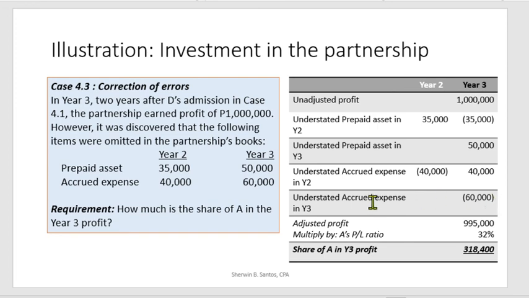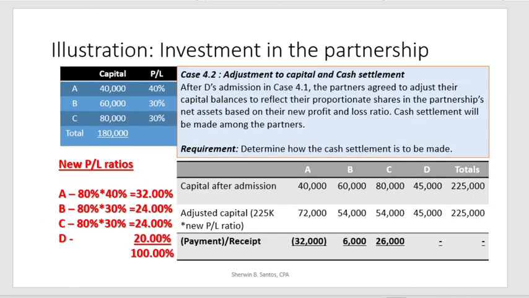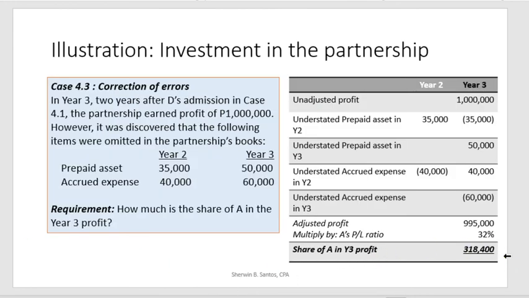Understated yung accrued expenses, ang effect nun ay overstated ang iyong profit. So, ano gagawin mo? Bawasan mo ang iyong profit. Remember, profit ang pinag-uusapan. Ang orientation mo dito when you are adding and deducting the values. So, 1 million minus 35 plus 50 plus 40 minus 60. The adjusted profit is 995,000. Multiply it with A's new profit and loss ratio na na-compute mo dito, 32%. So, the share of A in year 3 profit is 318,400.